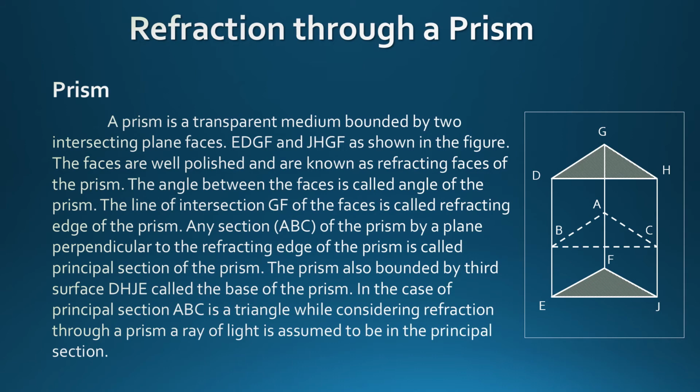The prism is also bounded by a third face, DHJE, called the base of the prism. In the case of the principal section, ABC is a straight line, while considering refraction through a prism, a ray of light is assumed to be in the principal section.